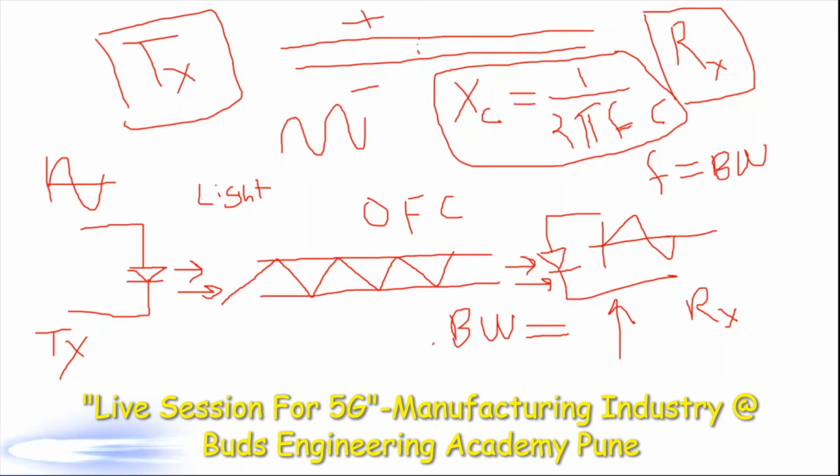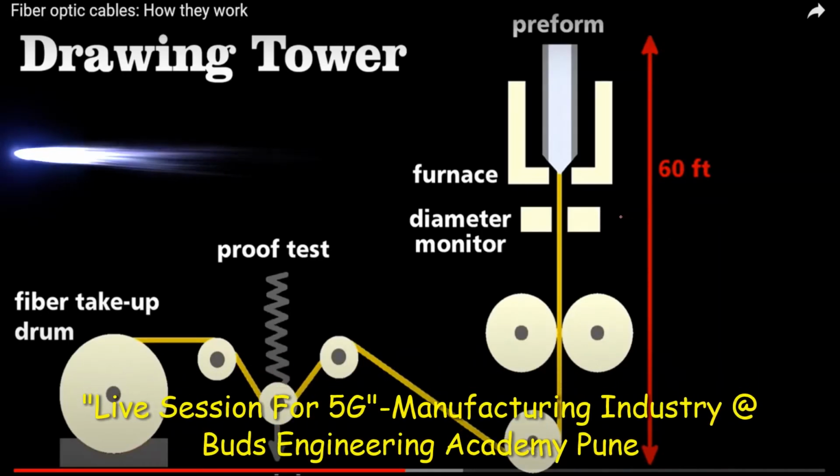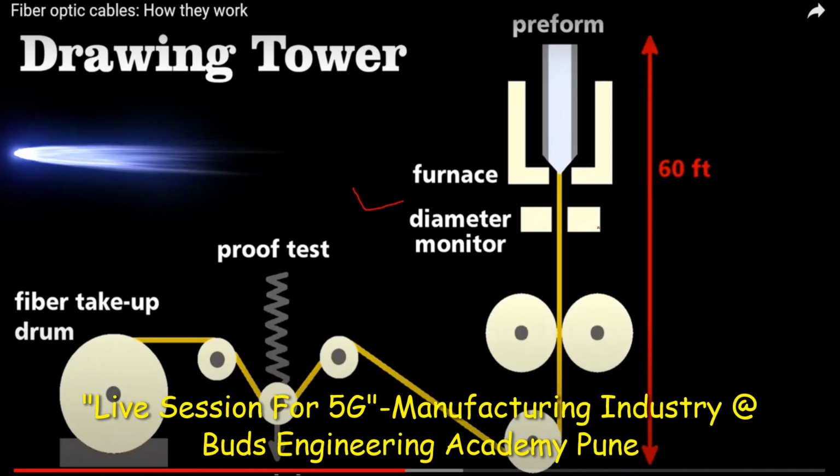I hope you understand what exactly the transmission is and what exactly the receiver is, and we are trying to tie our discussion to the optic fiber cable. So this is the basic principle of the optic fiber cable. Is it clear? As you asked a question about the diameter, there is a diameter monitor device, which is a laser-operated diameter monitor device.